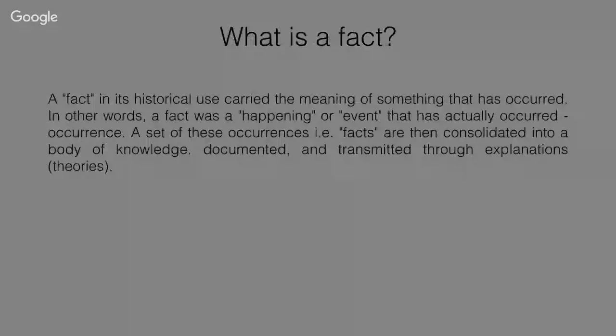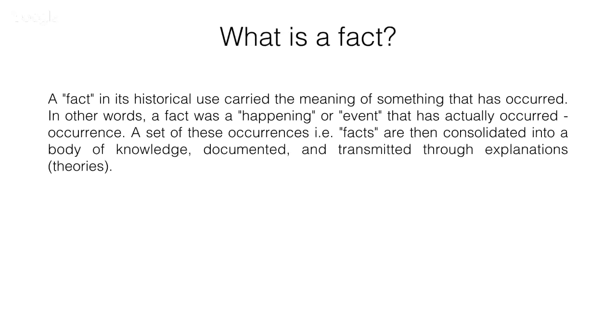All right, so now we need to just define what a fact is. So what is a fact? Because remember, a theory is an explanation of facts. So a fact in its historical use carried the meaning of something that has occurred. In other words, a fact was a happening or event that has actually occurred, or an occurrence. A set of these occurrences, i.e. facts, plural, are then consolidated into a body of knowledge, documented, and transmitted through explanations. And those explanations are theories.